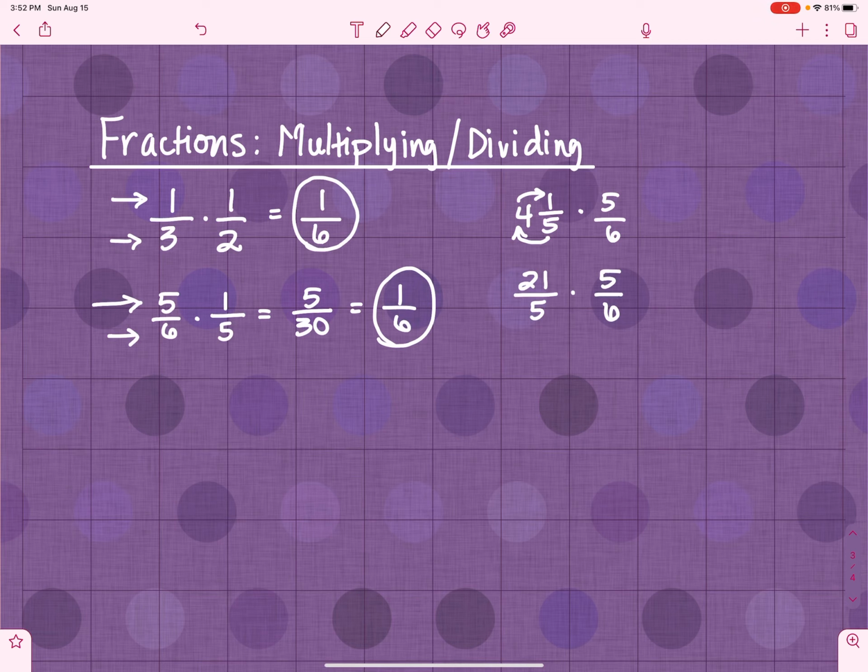times 5/6. So I'm going to again multiply the numerators. 5 times 21 gives me 105. And I'm going to multiply the denominators, and at that point, of course, you can reduce.